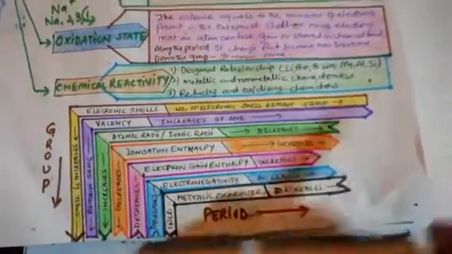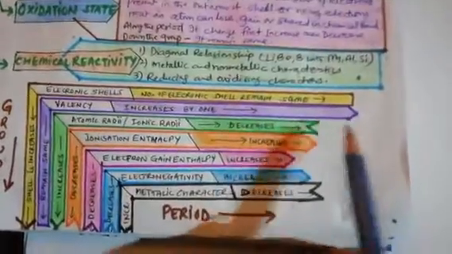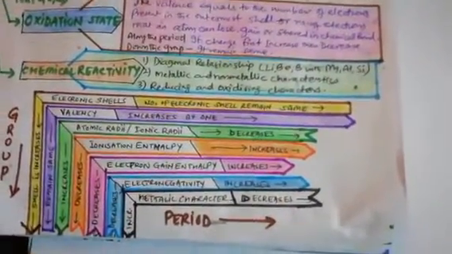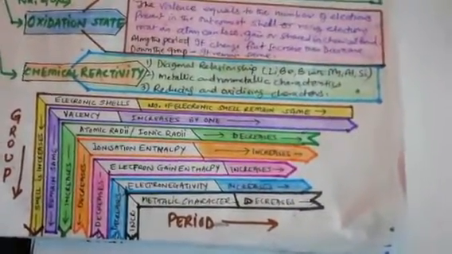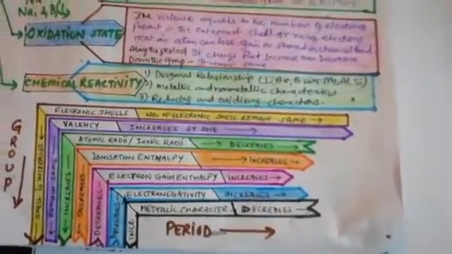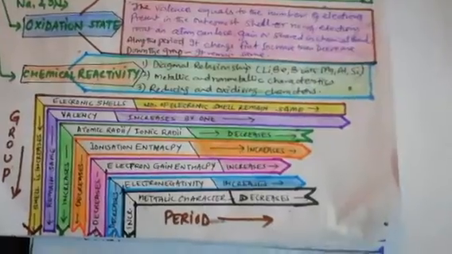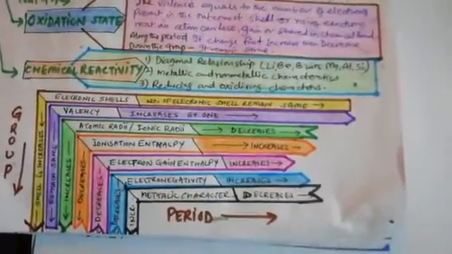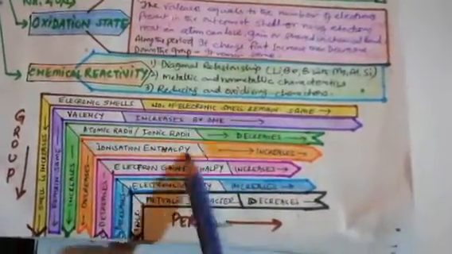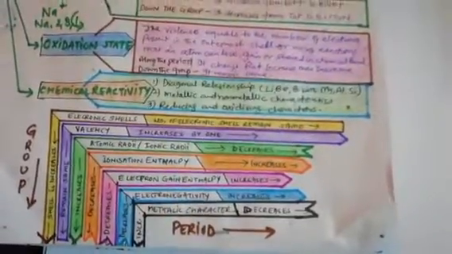Dear students, most of the time reasoning type questions come. Why? A question can be asked, out of nitrogen and phosphorus, which has more ionization enthalpy? At that time you should know these trends correctly. So this is all for today.